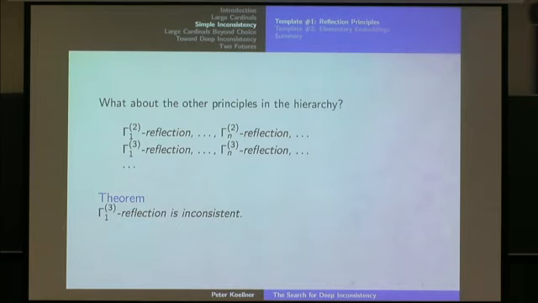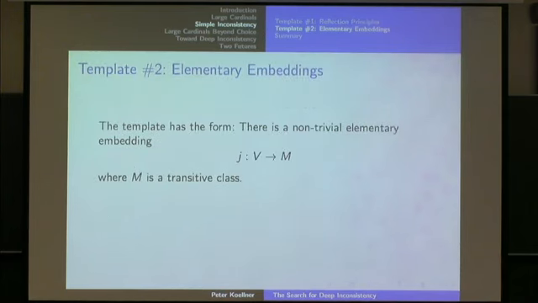And the proof is a short one. It's just a couple pages. It's not deep, but the deepest thing in it is probably Bödigheimer's theorem and some combinatorics. So that's not an example of a deep inconsistency.